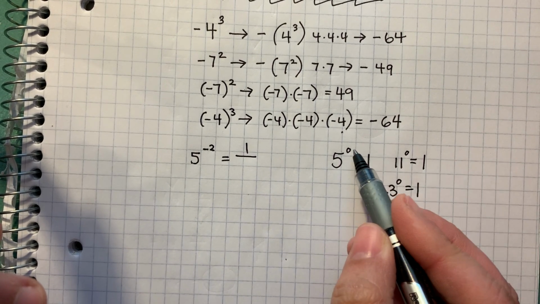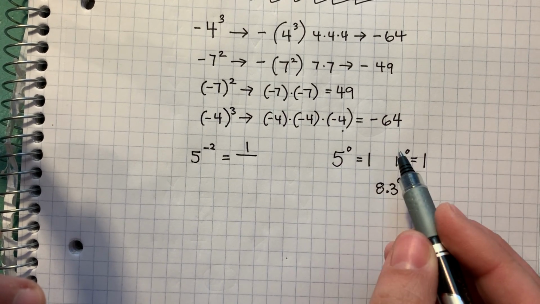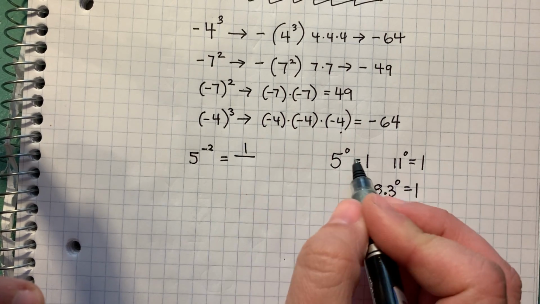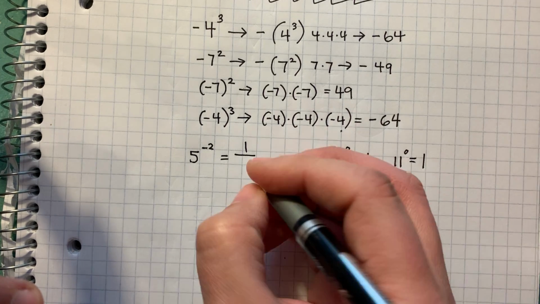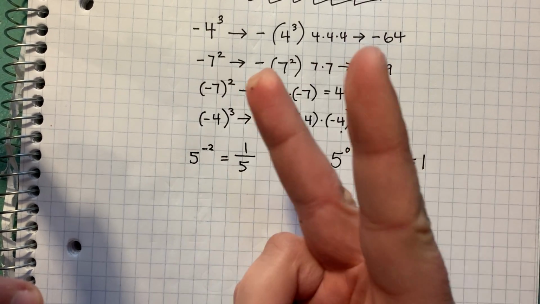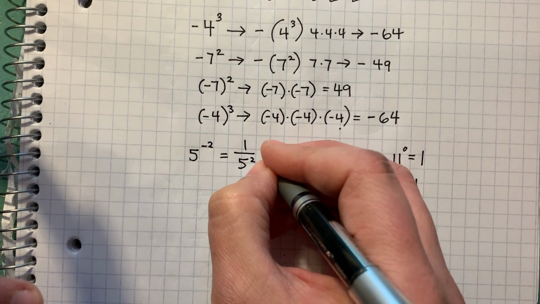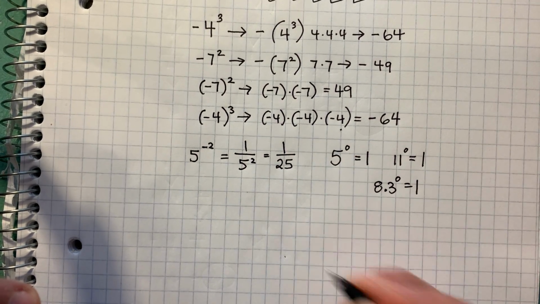So anytime you have exponents that are smaller than 0, like negative 1, negative 2, negative 3, on and on, you know that you're going to take that 1 that you got from its 0 power, and then you're going to keep dividing it. So this means you'd have 1 divided by 5 two times. So 1 over 5 to the second power, which is 1 over 5 times 5, which is 25.